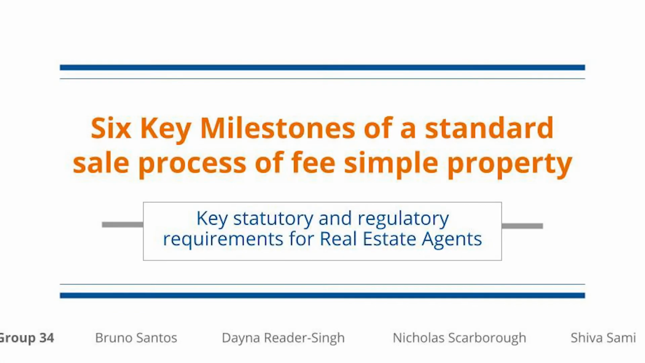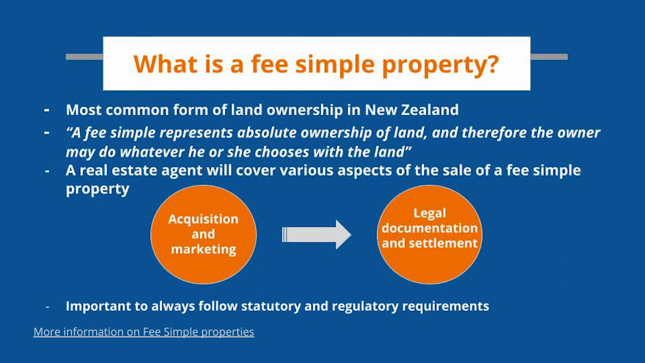The 6 key milestones of a standard process of a fee simple property for real estate agents, the key statutory and regulatory requirements by Group 34. As a real estate agent, it's your obligation to always abide by legal requirements and protocols while undertaking the process of the sale of property. Fee simple property specifically is generally the most common form of ownership in New Zealand. It represents an absolute ownership of land, giving the owner the right to do whatever they want to it.